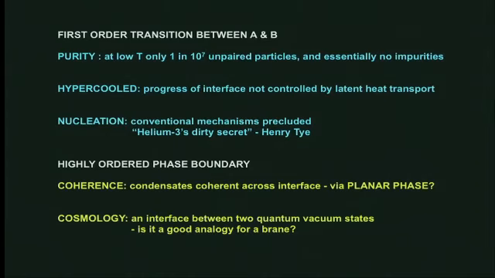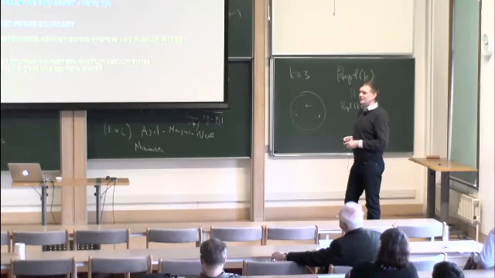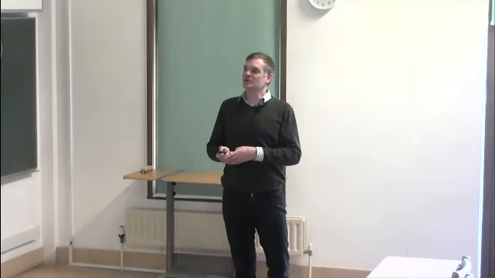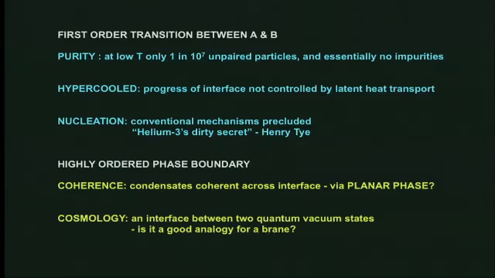Apart from nucleation, Henry Tye has just published a couple of papers about a potential cosmological model to overcome the nucleation problems in helium-3, which I'm not going to talk about in this talk. And Henry called it a dirty secret, and it is the dirty secret of helium-3. I love talking about dirty secrets, so if anybody wants to talk about that afterwards, come and talk to me. But we're going to talk about the phase boundary between A and B.